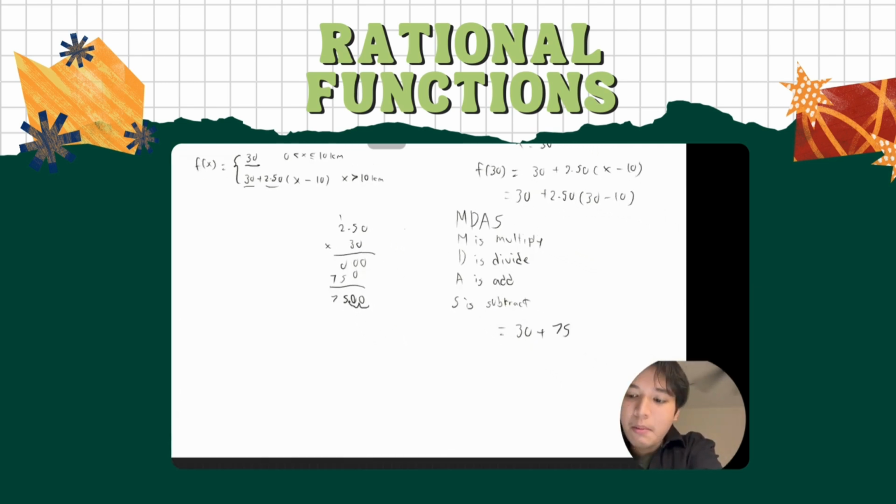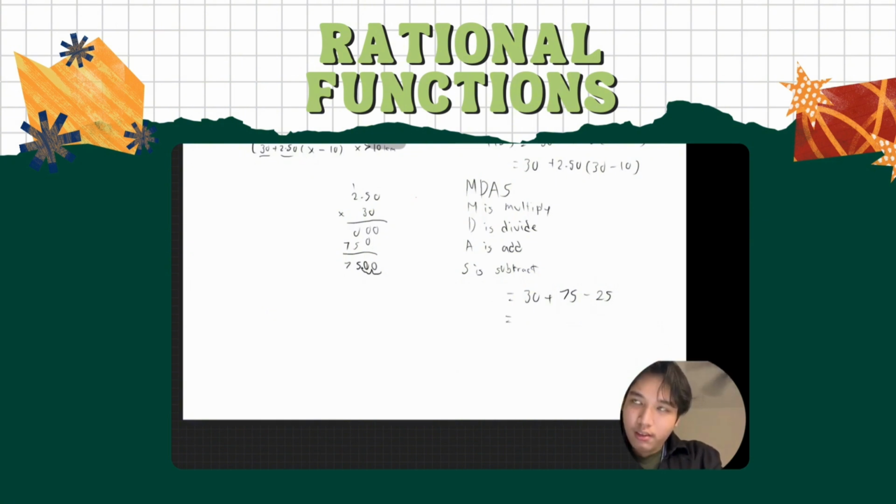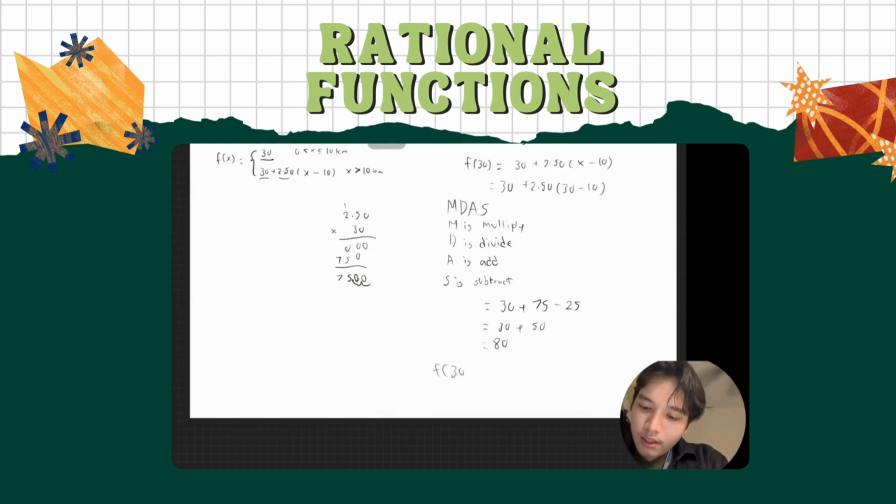30 plus 75 minus 10. And so 2.5 times 10 is 25. Very easy, minus 25. So 30 plus 75 minus 25. You already know the answer. Very easy, 50. 30 plus 50 is 80. So if we have traveled 30 kilometers, we pay 80 pesos.